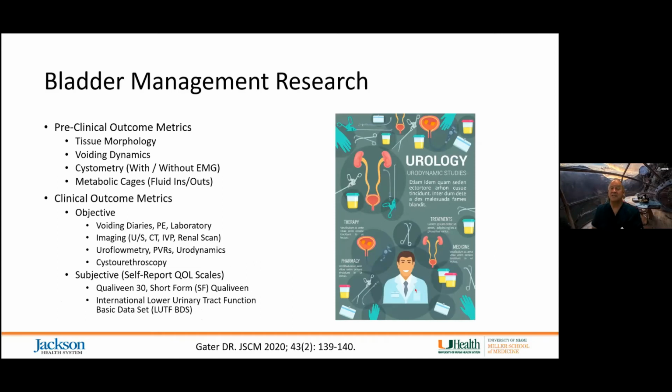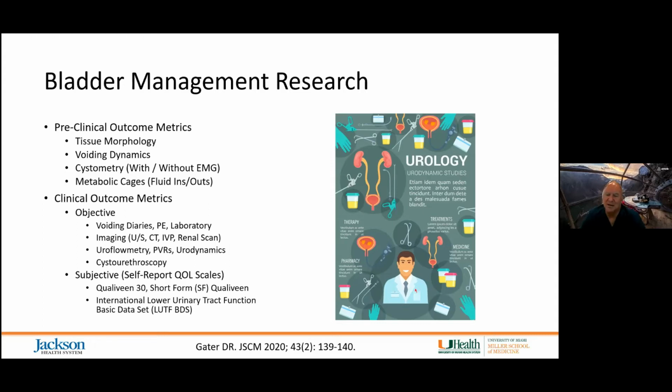And so recently, the Nielsen Foundation worked with NIH and NIDLR to put together appropriate strategies for providing research for spinal cord injury bladder management, including preclinical outcome measures. That means animal models, basic science, looking at tissue morphology, voiding dynamics, cystometry, and metabolic cages, again with animals. And then clinical outcome metrics that include objective voiding diaries, laboratory examinations, imaging studies, urodynamics, and cystourethroscopy.